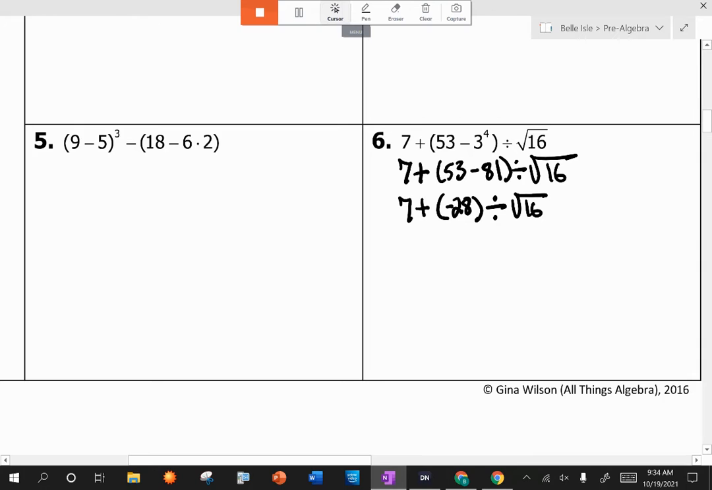So smart. What do we need to do next? The 16. What is it underneath? A radical, or a square root. Okay, so we're going to count that the same as we would count what? An exponent. So what is the square root of 16? It is 4. Are we comfortable with why it's 4? Do we know how to get to that?